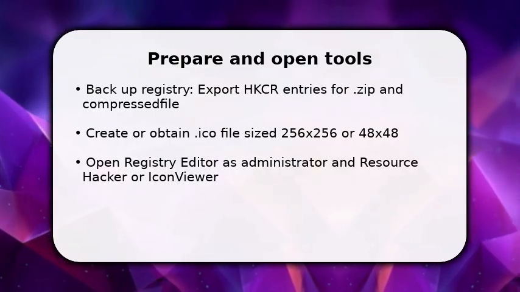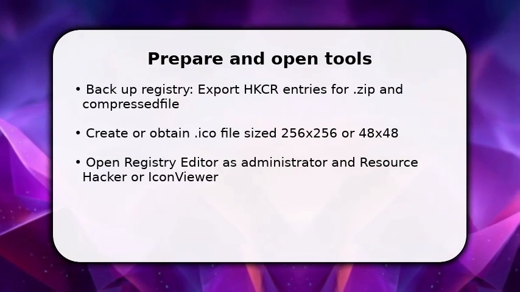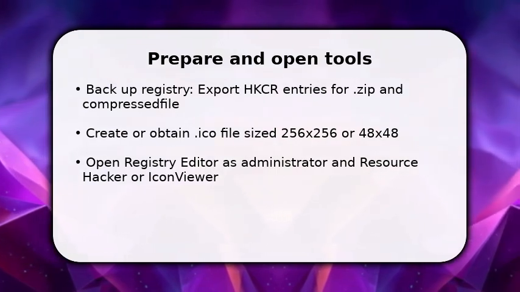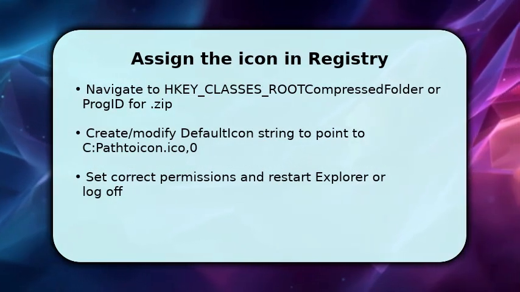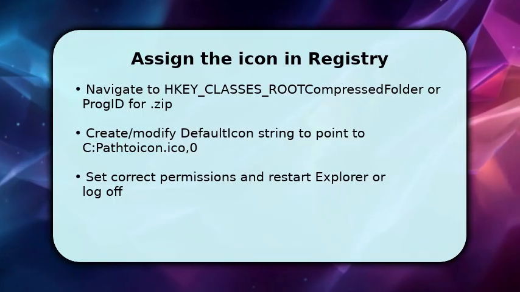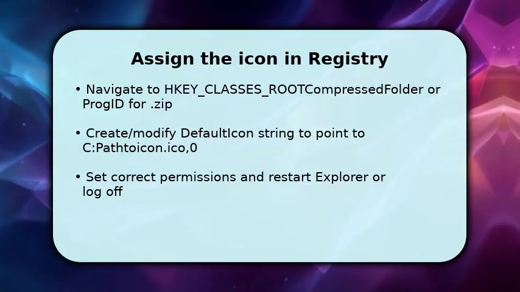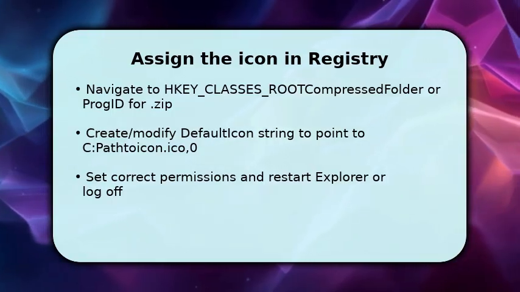Open Registry Editor as administrator, and also launch a tool to embed icons, such as Resource Hacker or a trusted icon editor. Once done, you now change the mapping that tells Windows which icon to show. In Registry Editor, navigate to HKEY_CLASSES_ROOT and find either compressed folder or the prog ID bound to zip. This is where the default icon key lives.